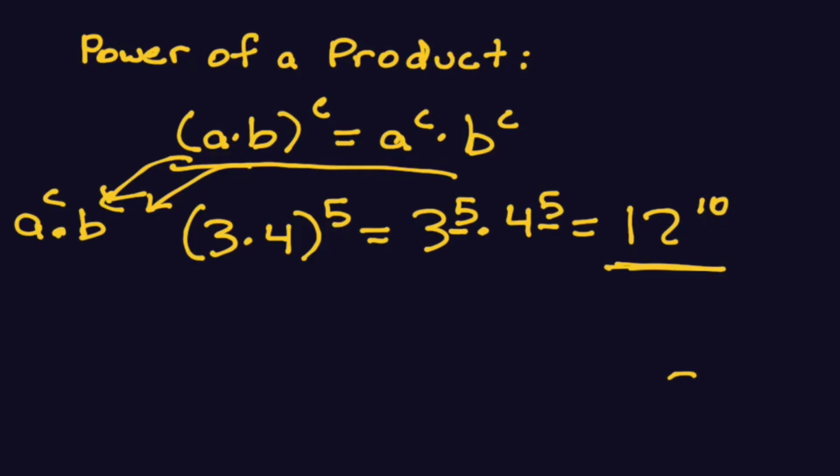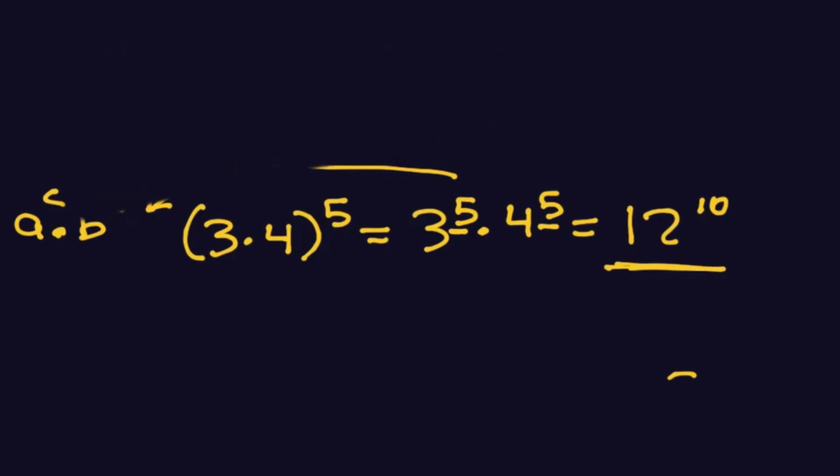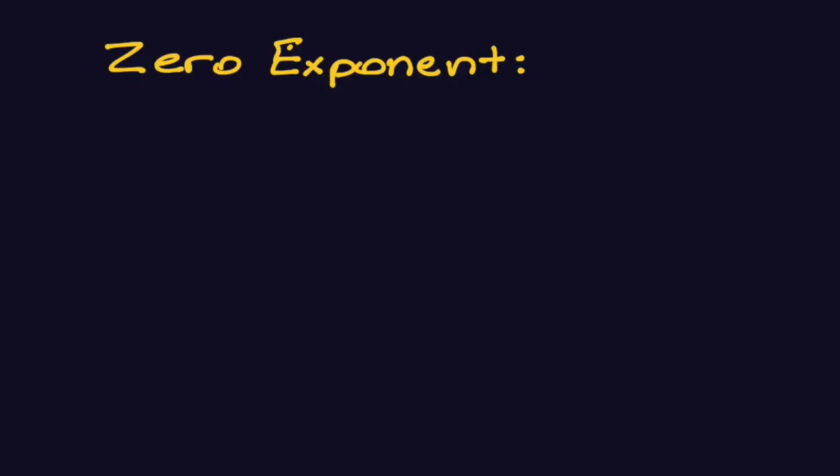And now the final, and what I think is the simplest property, is going to be the zero exponent property. Now, the zero exponent property is, like I said before, quite simple. Basically, all it is is that any exponent that's to the zero power, so if we had a to the zero power, is going to be equal to 1.